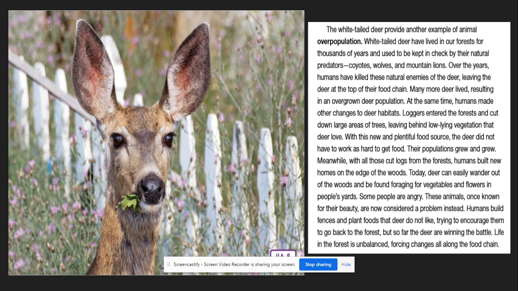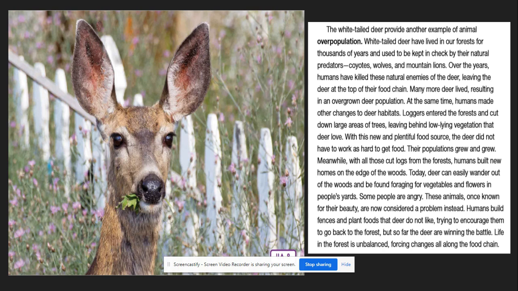The white-tailed deer provide another example of animal overpopulation. White-tailed deer have lived in our forests for thousands of years and used to be kept in check by their predators, the coyotes, wolves, and mountain lions. Over the years, humans have killed these natural enemies of the deer, leaving the deer at the top of the food chain. Many more deer lived, resulting in an overgrown deer population.